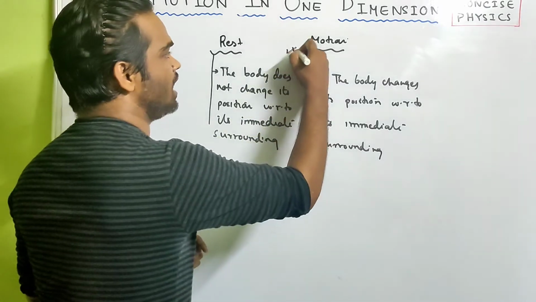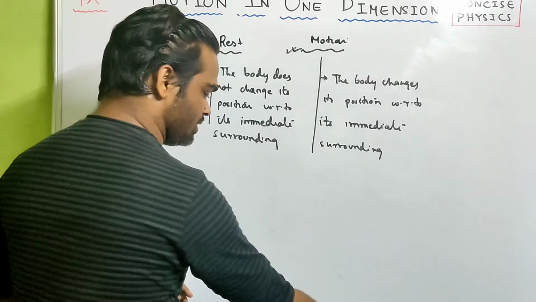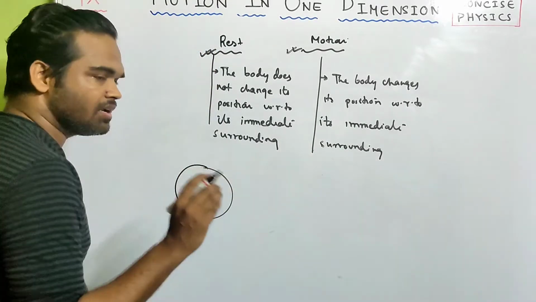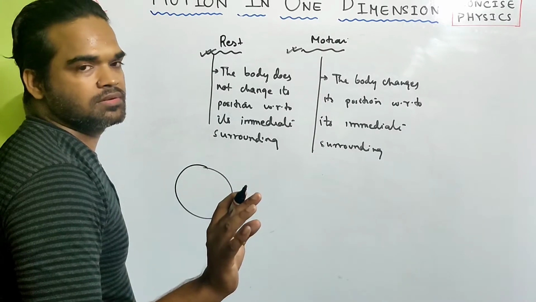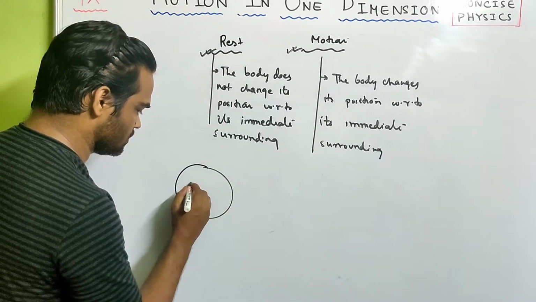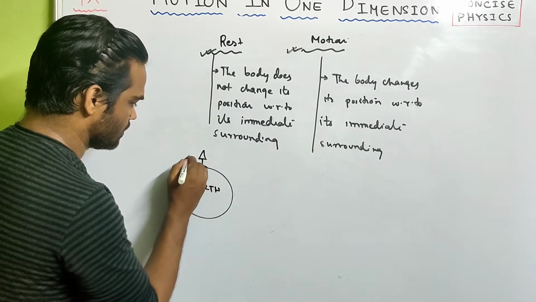Then we say that the car is at motion. Am I clear? Now, one thing we have done earlier, that nothing is at absolute rest. Everything is moving. Why? Because suppose this is your earth. You have a tree over here.